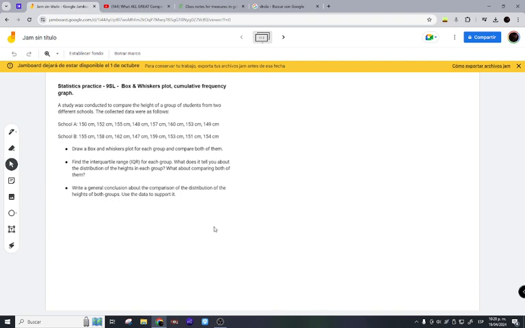Okay guys, so in this video we are going to review a practice exercise about box and whiskers plot and cumulative frequency graphs. So here's the first part of the situation. It says that a study was conducted to compare the height of a group of students from two different schools, and the collected data were as follows.